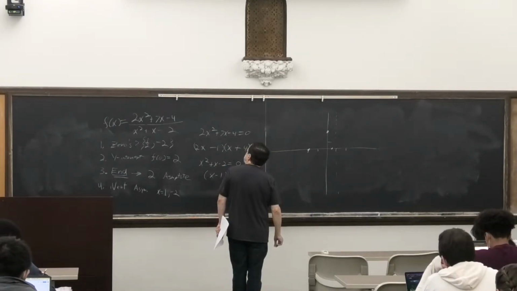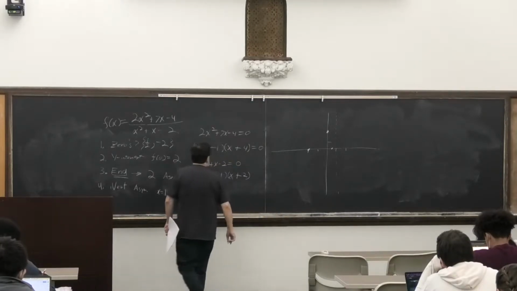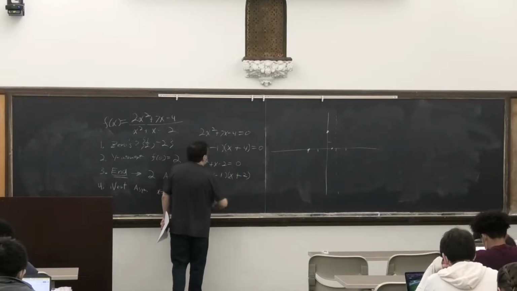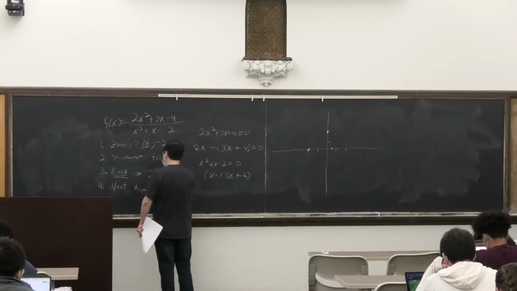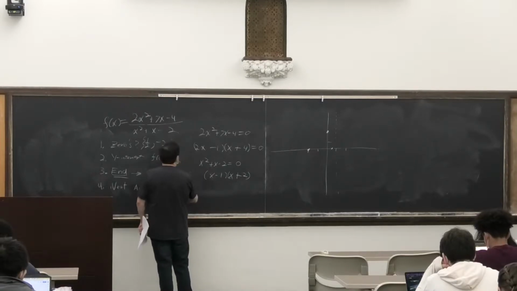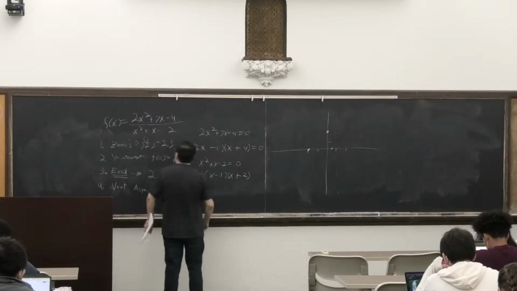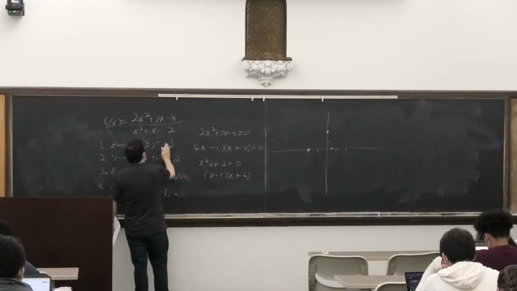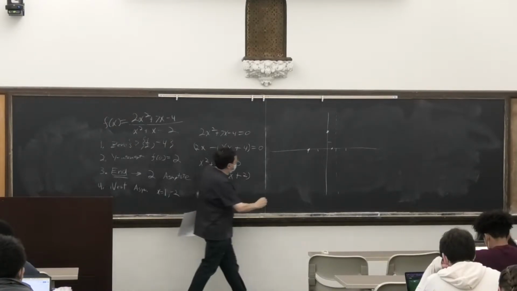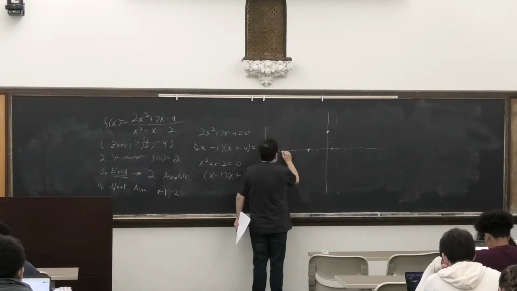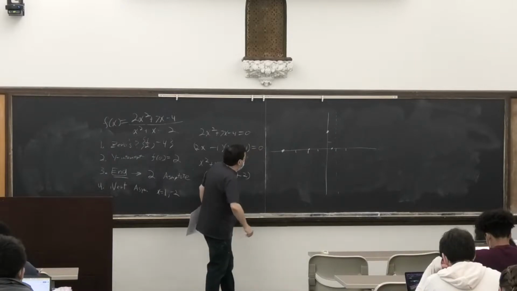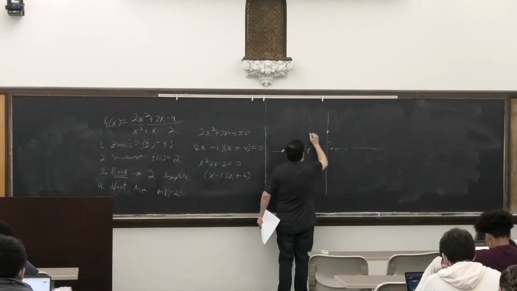Really? No, -4. Sorry. No. The zeros, I'm sorry, I got the zeros wrong. The zero should be -4. And we have an asymptote here.